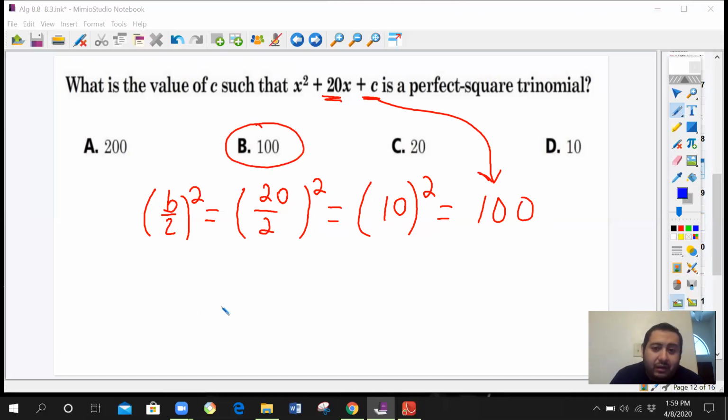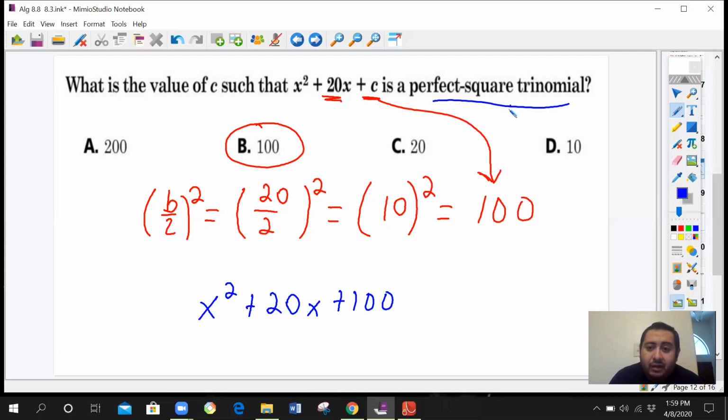Now to write it as a trinomial, you have the expression x squared plus 20x, and then we have the plus 100. This is considered the perfect square trinomial.